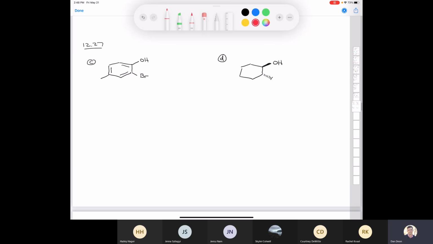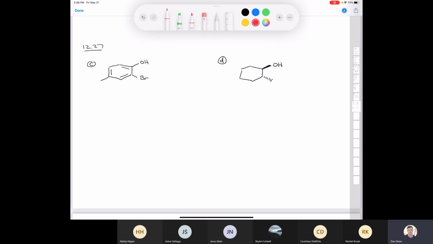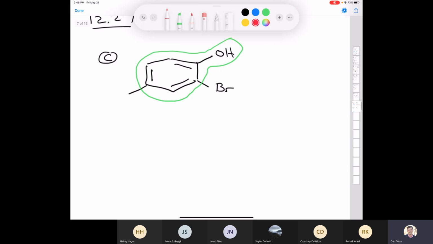Let's take a look at C and D. In C, when we're looking for the parent, remember that a phenol can be a parent. So just to make sure that everybody knows what a phenol is, when we have an aromatic ring with a hydroxyl, that is called phenol, right? And we spent some time talking about phenol in the last lecture. So you can see that you have a phenol right here, and we can assume that the carbon that has the hydroxyl on it is carbon number 1.